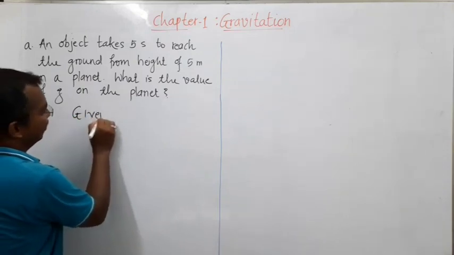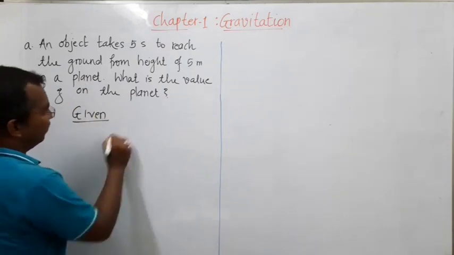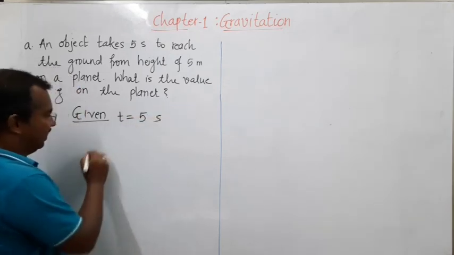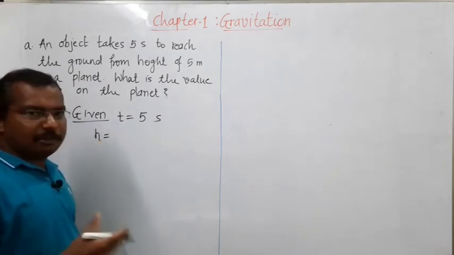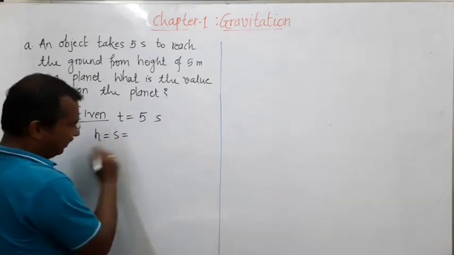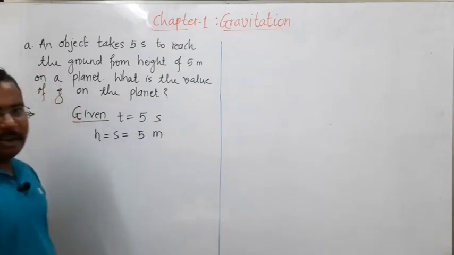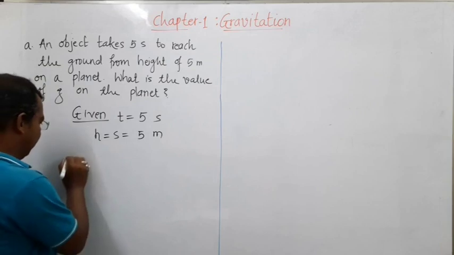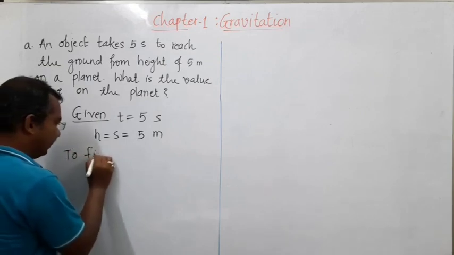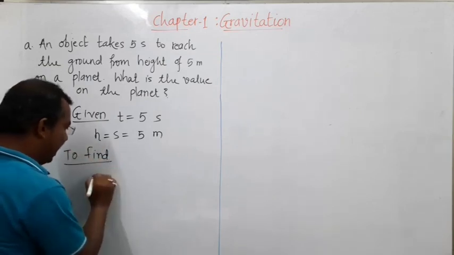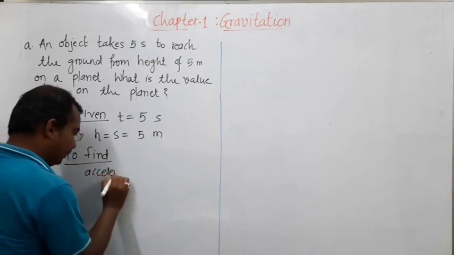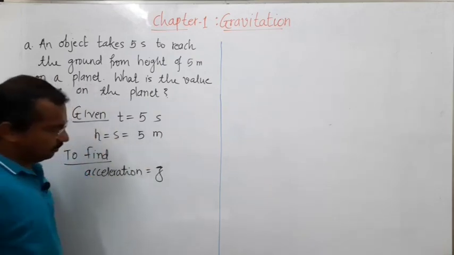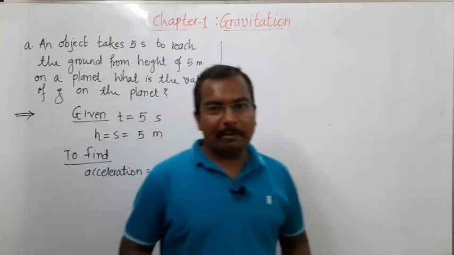Given are: the time t is equal to 5 seconds. Height, this is h, this is actually the distance, so I will write 5 meters. And what we have to find out here? That is to find: acceleration, that is g.